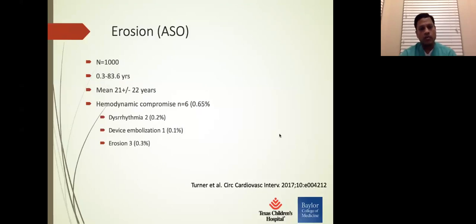And all of these patients' ages varied from 3 months to 83 years. The erosion rate was 0.3% in this retrospective study. So 3 out of 1,000 patients had reported erosion.